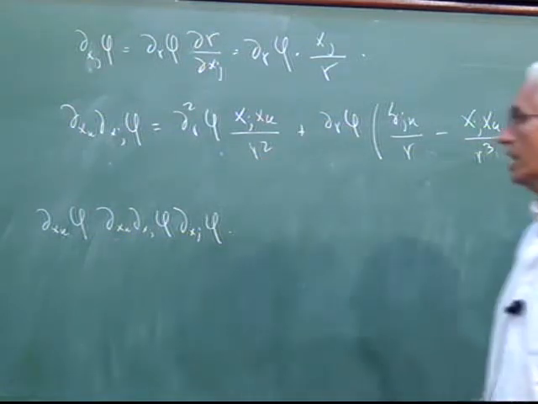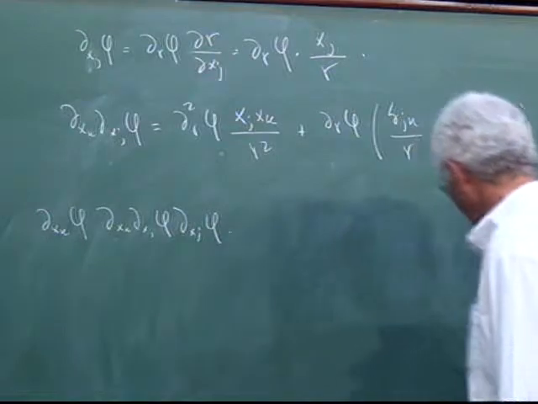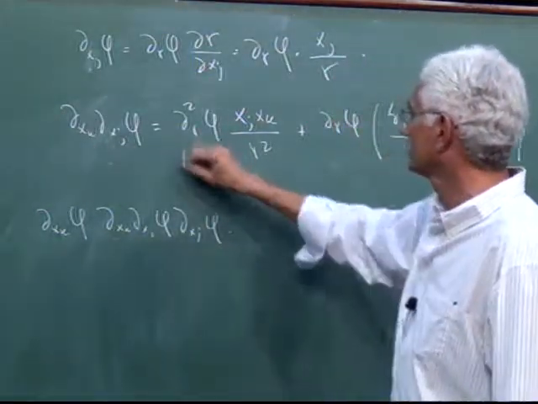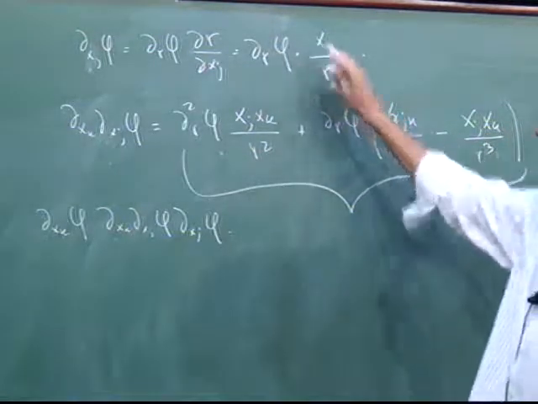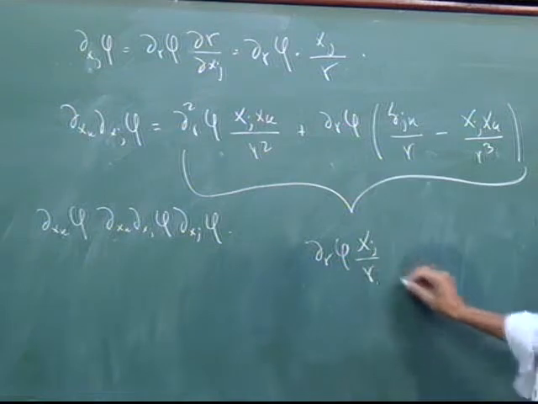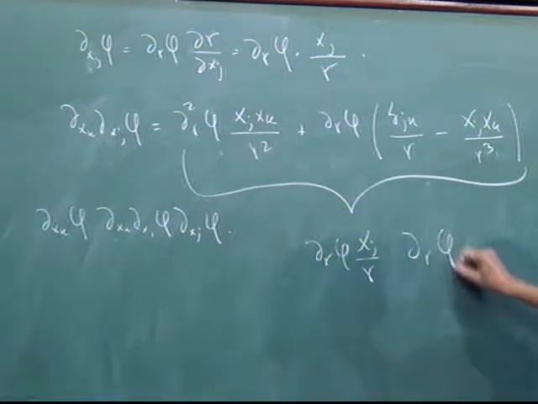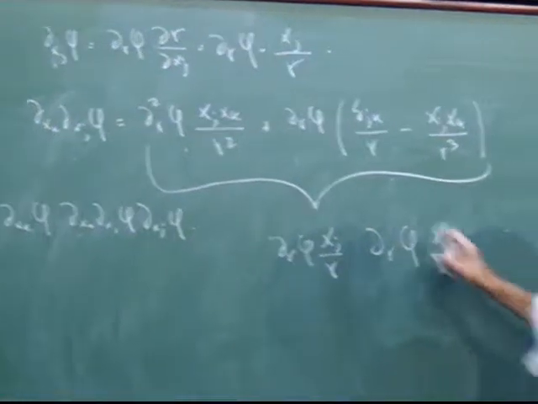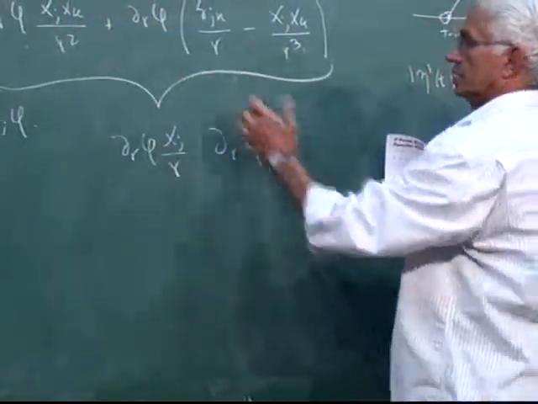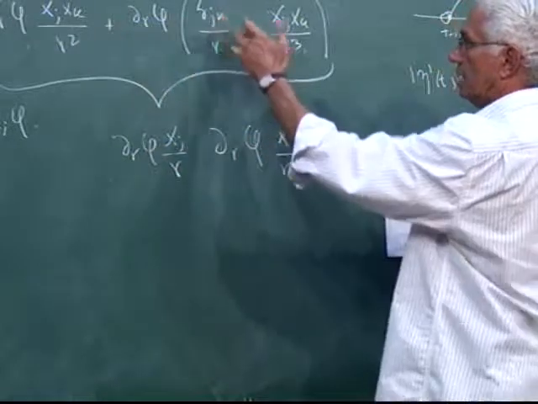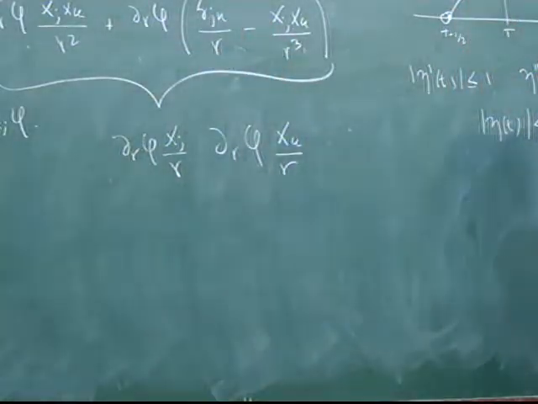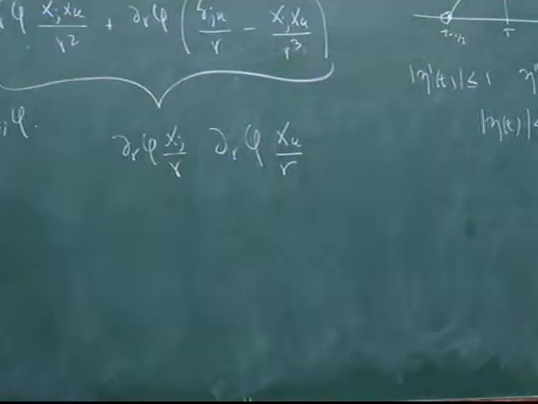Then what you're going to do is to multiply this formula by this one, dr phi xj over r, from the right and this from the left. And when you do that, you will see that you will have the square here, and this part will cancel, and you have exactly what you want. If you do the computation, you get this formula.